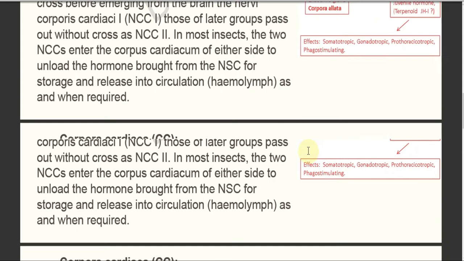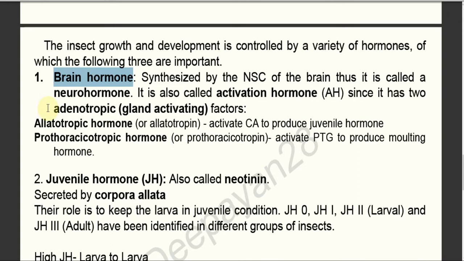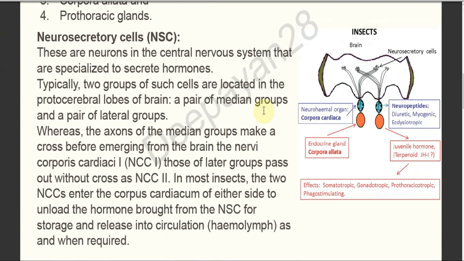Stored for what? They have two kinds of functions: allototropic hormone, and another one, prothoracicotropic hormone. The hormone released into the corpora allata, or which induces the corpora allata, is known as allototropin hormone. Understood? Getting my point? I think you are not understanding. Okay, suppose, sir, repeat again.